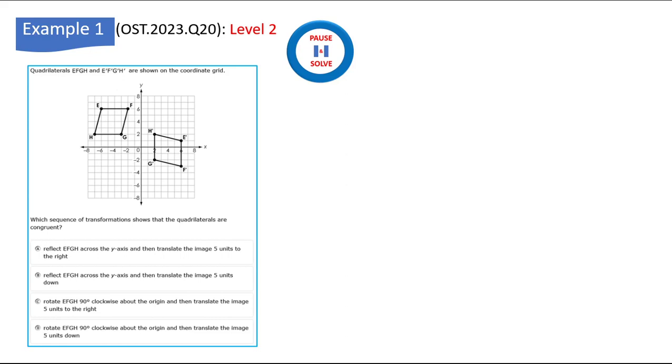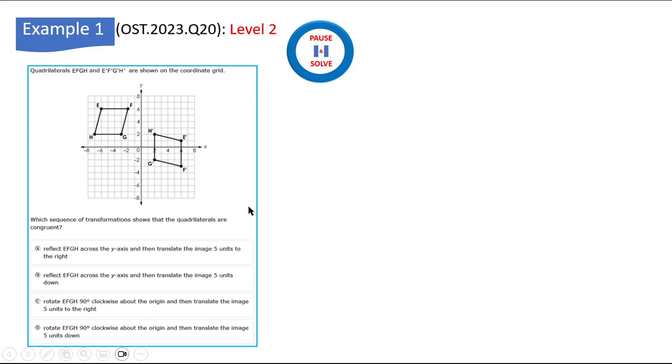Example 1. In this example, you have these two figures, and it says here: which sequence of transformations shows that the quadrilaterals are congruent? And it's giving you options: reflect, and then translate; reflect across the y-axis, and then translate; rotate, translate. So we have several options here.